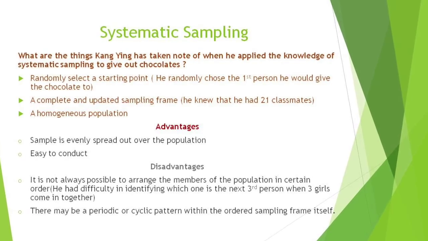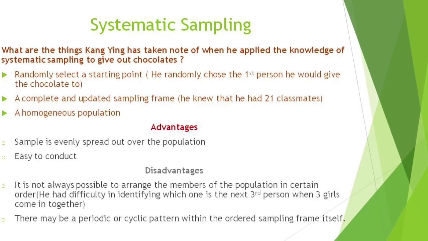The advantage of systematic sampling is that it's more evenly spread out over the population, and it is relatively easy to conduct this type of sampling. However, this method does not allow us to get an accurate representation of the population, as there could be an effect of periodicity. Moreover, if 3 people decide to walk into the door all at the same time, it will be difficult to decide who to give the chocolate to.